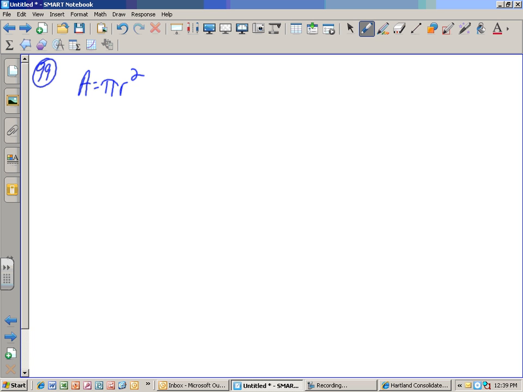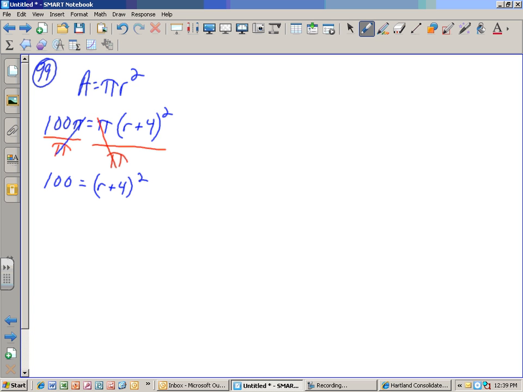If the radius were increased by 4, then the area would be 100 pi. Find r. So we can divide both sides by pi. The result is going to be 100 equals r plus 4 quantity squared. We're looking for the radius, r.